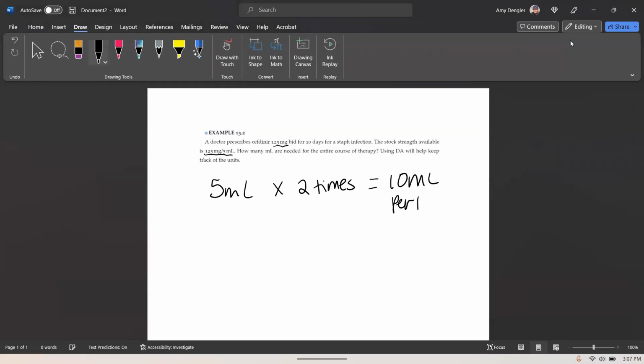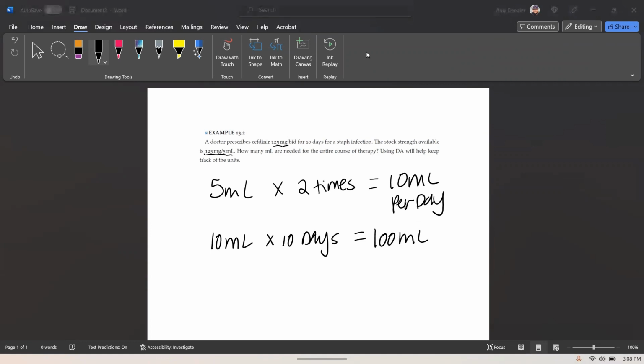per day. And then they're taking that 10 ml for 10 days. So our answer here is going to be 100 ml. And you could set this up as a proportion if you wanted. I just think it's a little easier just to look at it from that perspective, because that's how you will be doing it in the pharmacy setting.